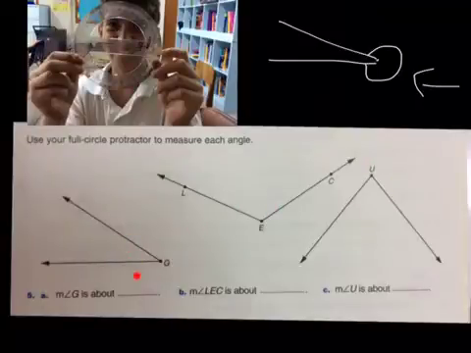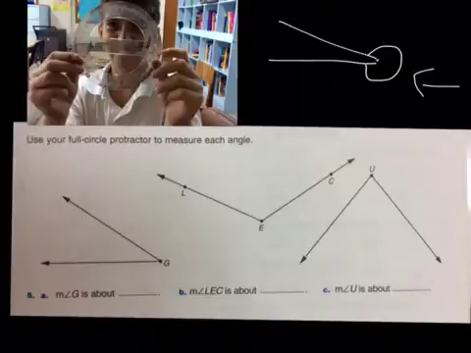Now keep in mind that here they've only labeled the G, so we say measure of angle G is about, and we put the measure in here. Here they labeled it differently because they actually gave us more lines labeled. LEC. Okay? Measure of angle LEC. It's always the one in the middle, like that. The letter in the middle. And then finally, measure of angle U is about.